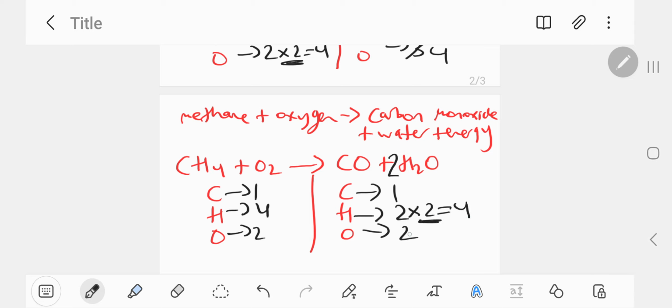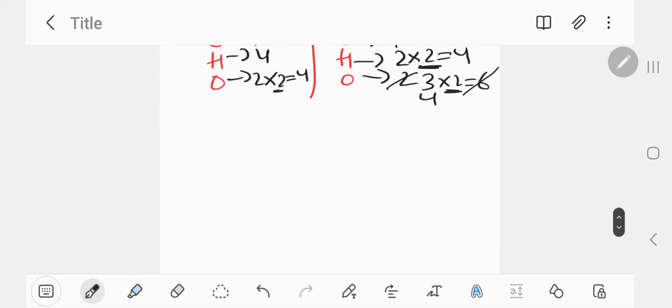Now there's 3 oxygen. So 2 and 3, what's common between them is 6. So you times this by 2 to get 6 on the right. Put the 2 out the front here, and I'll show you why. There's now 4 oxygen on the right. Now on the left, times that by 2 to get 4, and you put the 2 at the front here. And now it's balanced. So that's combustion.